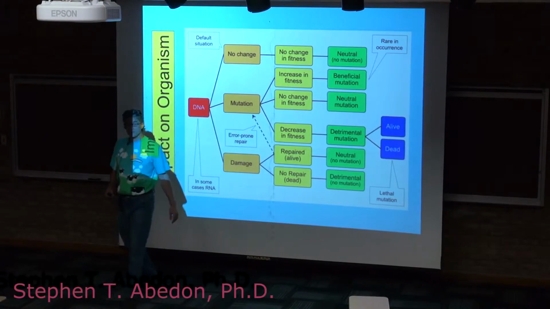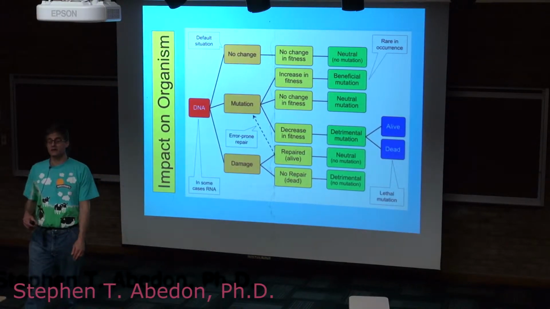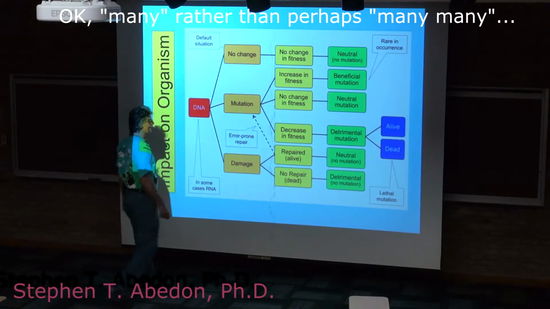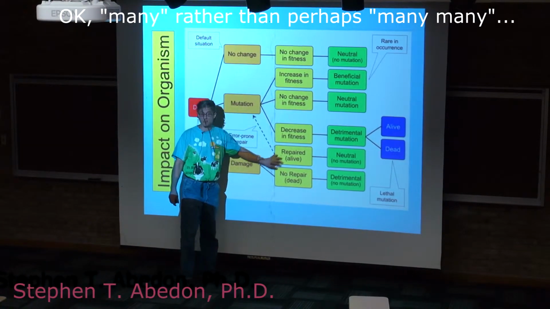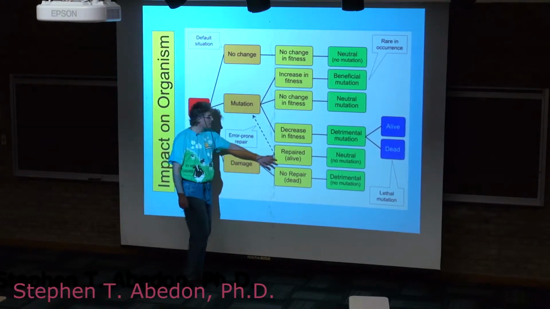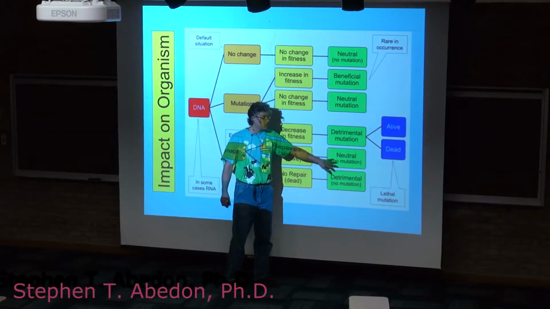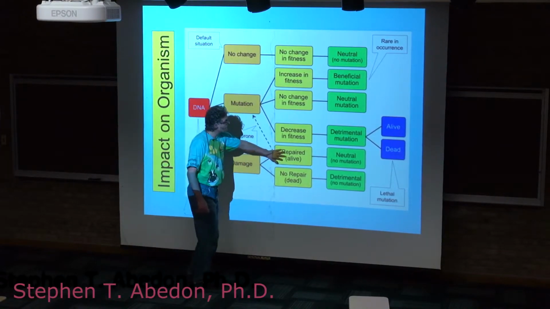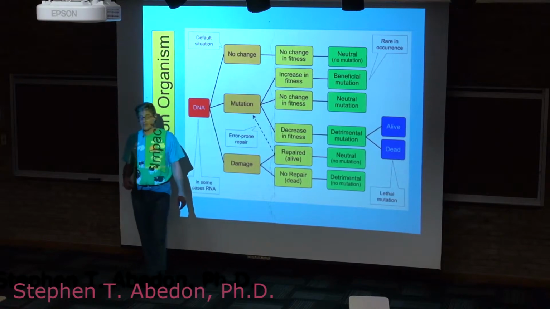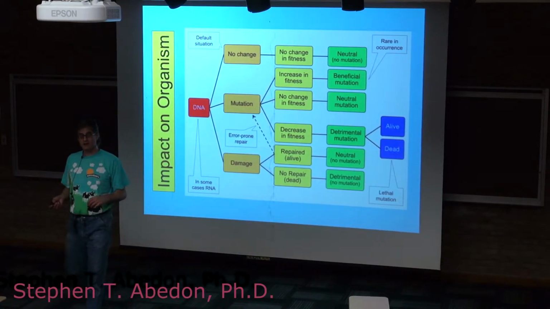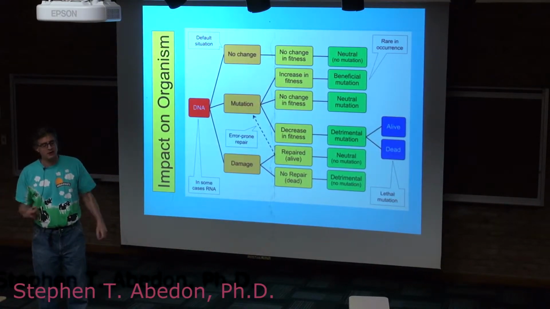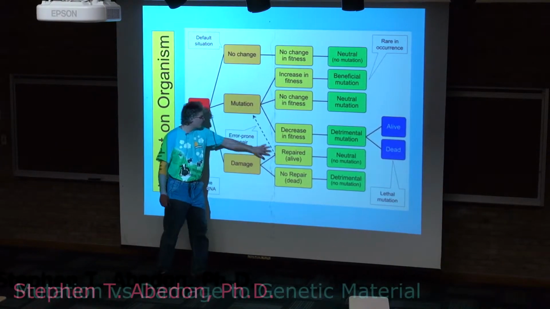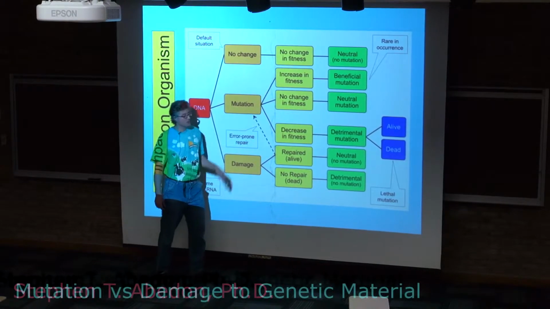It is possible to repair damages, however, and we have many, many mechanisms by which we can recognize and repair damage to DNA. That repair can be done in such a way that there's no change in the sequence, in which case it's a neutral change, or it can modify the sequence of nucleotides. That would be an error-prone repair, and that leads to a mutation.